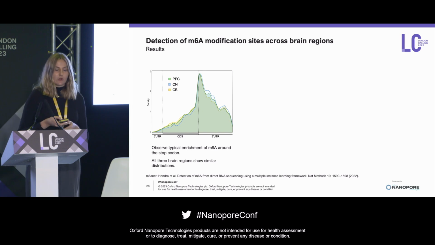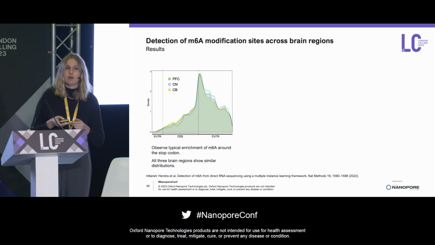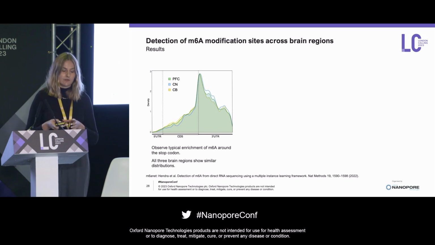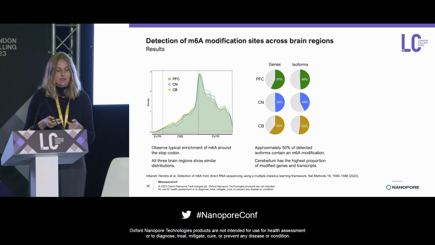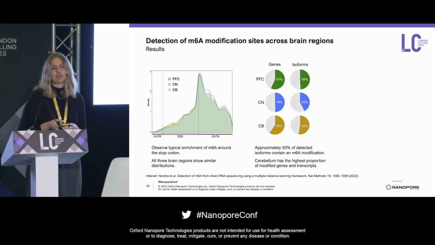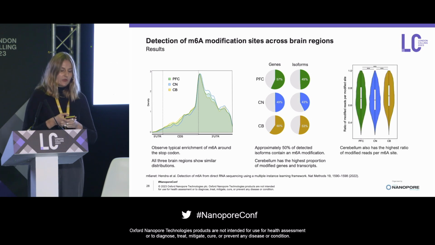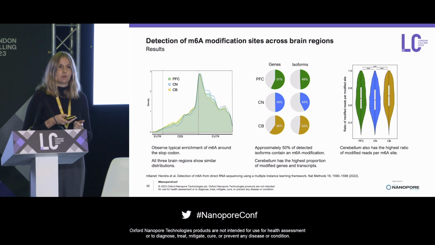Moving on now to our modification results. We observed a typical enrichment of M6A around the stop codon and in 3' UTRs. This was also consistent across all of our different brain regions. We found that approximately 50% of our detected isoforms were modified with M6A, and that the cerebellum had the highest proportion of both modified genes and transcripts. We also found that the cerebellum had the highest ratio of modified reads per M6A modification site.